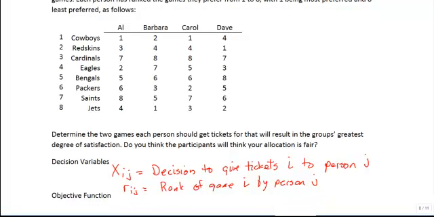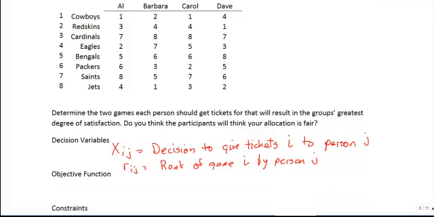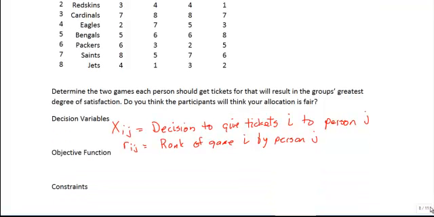Now, with 32 decision variables and 32 ranks, our objective function could get a little bit lengthy here. So we're going to write this in 2 ways. Shorthand, we are going to maximize Z, being the overall satisfaction or ranking, as the sum over i and j of Rij Xij, the rank times the decision to use that ranking.